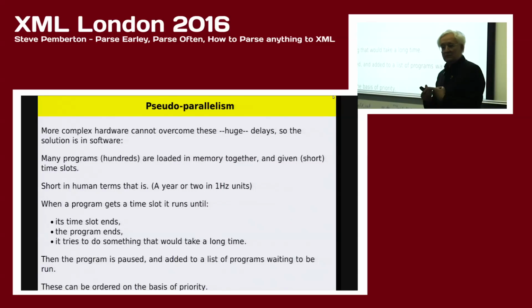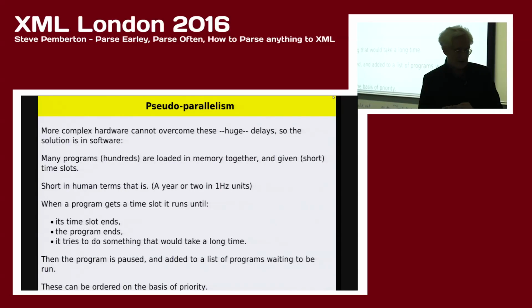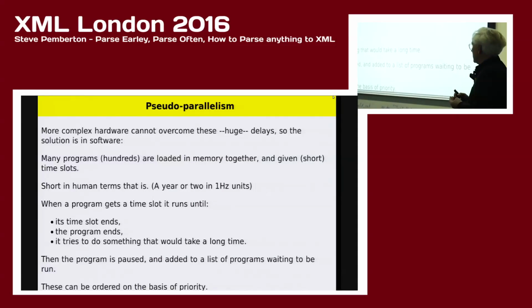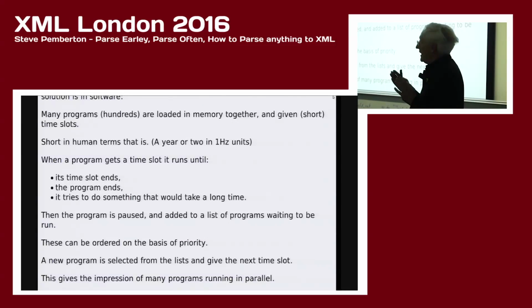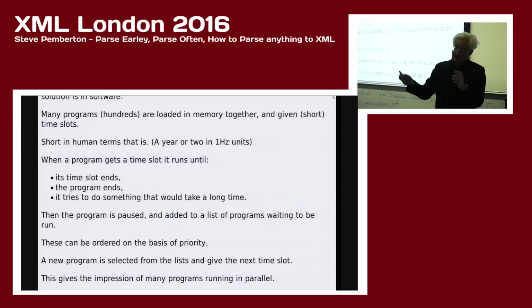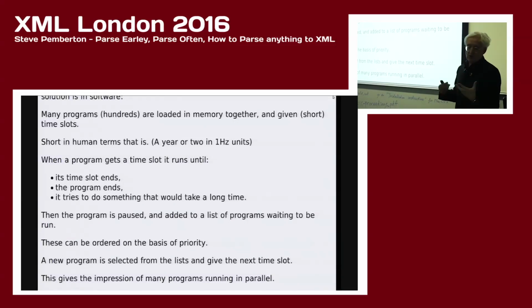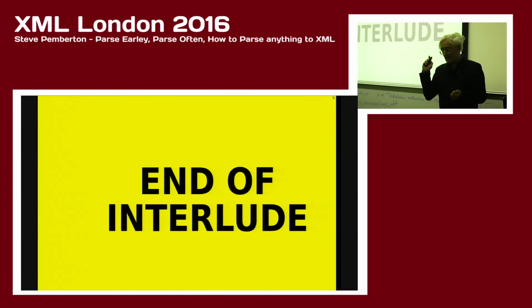And in a time slot, that program can either run to its conclusion, or the time slot can end and then it gets shifted out and somebody else gets a chance. Or it tries to do something that would take a long time, and again it's stopped and put in the queue. So in the last case, programs are paused and added to a list of programs waiting to run, which can be ordered on the basis of priority, and then a new program is selected from that list and run. So it gives the impression of lots of programs running simultaneously, and that's because it's running faster than we can see the difference, but it's pseudo-parallelism. So that's the end of my interlude.